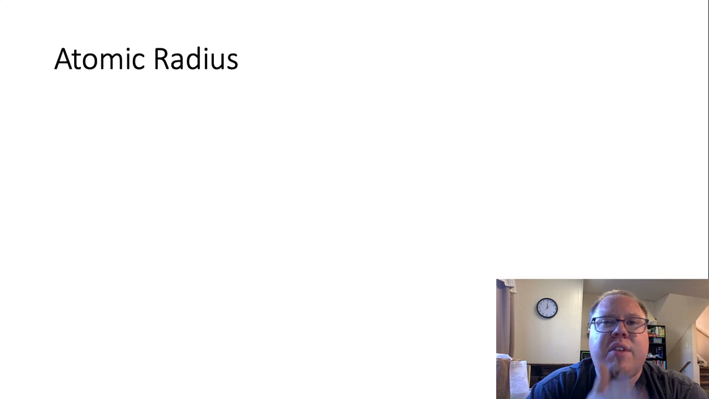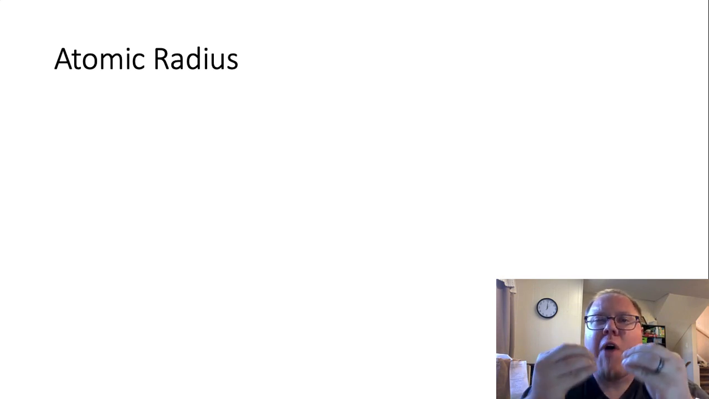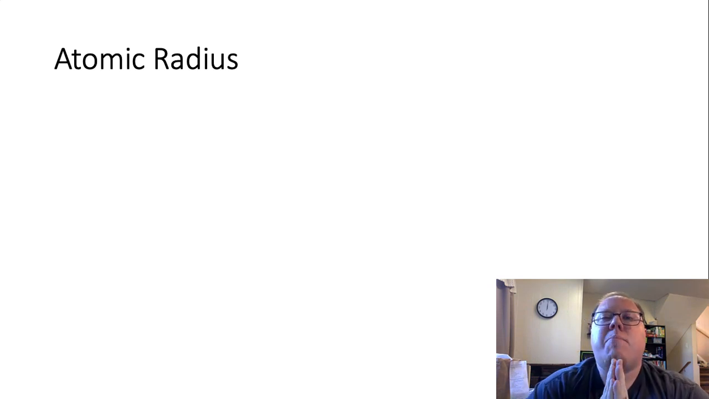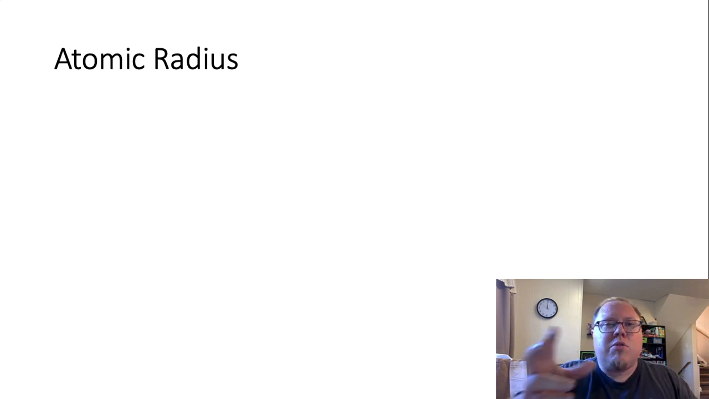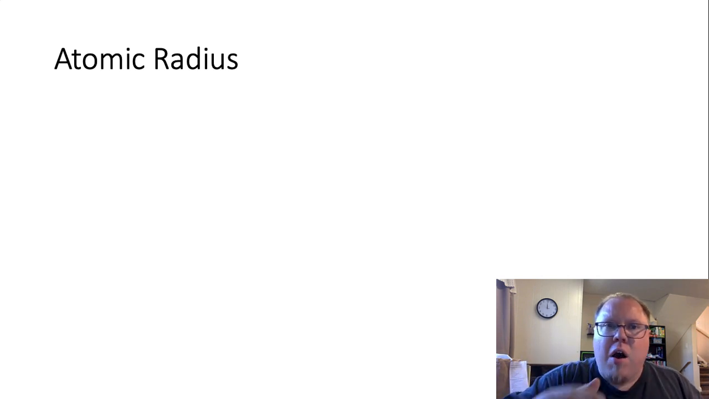Now, atomic radius. Atomic radius is essentially the size of the atom, not its mass, but its volume, how big it is. Now, in order to measure this, we use an electron microscope. And when you look at atoms in an electron microscope, they're blurry, and it's hard to actually tell where an atom ends. And there's also usually a ton of them there. So usually what we see is these lumps on a flat surface, and we can't really see where one ends and the next begins.